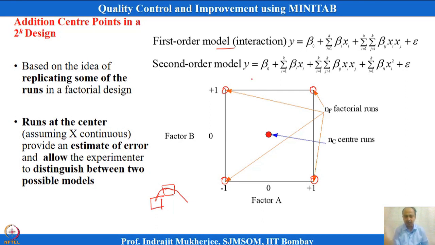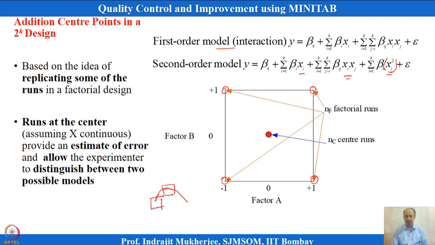Maybe a second order model is more appropriate, where we will have xi squared terms incorporated in the regression model. These are the main effects, these are the interaction effects, and these are the quadratic effects that we want to incorporate. So a factorial design is not sufficient for modeling this, and specific designs have to be used for that.